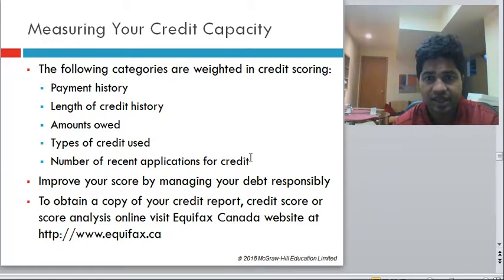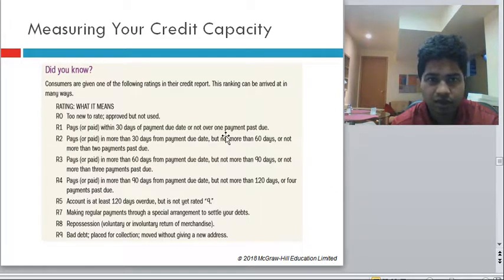Number of recent applications for credit. Even if you don't take credit but people are inquiring for your credit history, that is shown in your credit file. The more inquiries, the lower the credit score, so it affects credit scores in a negative way. Improve your score by managing your debt responsibly. To obtain a copy of your credit score, you can go to Equifax.